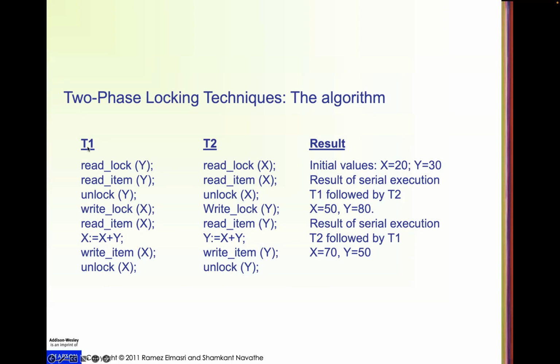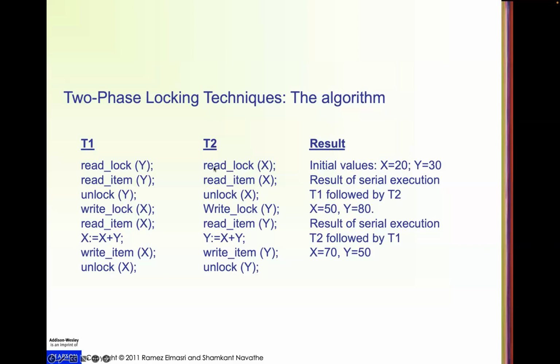Okay, so this is how the transaction locks an item, then reads it, then unlocks it, then acquires a write lock on X, then reads the value of X, and then changes the value of X to be X plus Y, which is 20 plus 30, and X becomes 50. And then we write the value of X as 50, and then we unlock X. So now, after unlocking X, the data item X with value 50 is available in the database.